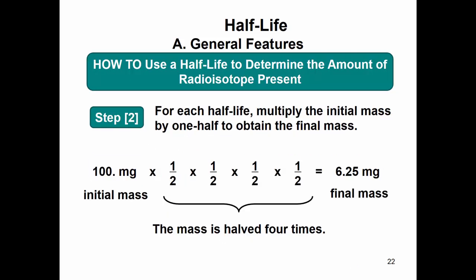Okay, so you could take that 100 milligrams, that initial mass, divided by 2. That's what I do in my calculator. I divide by 2, divide by 2, divide by 2, divide by 2. You divide by 2 4 times because you have 4 half-lives. So after 4 half-lives, or 32 days, you would have 6.25 milligrams remaining.